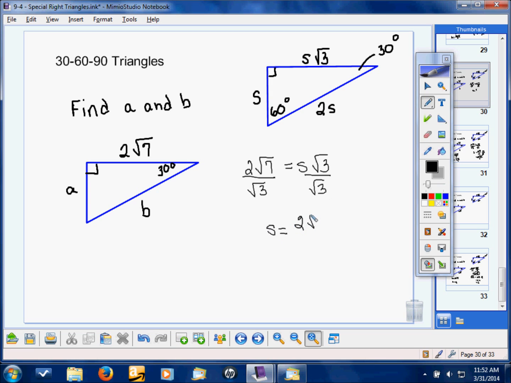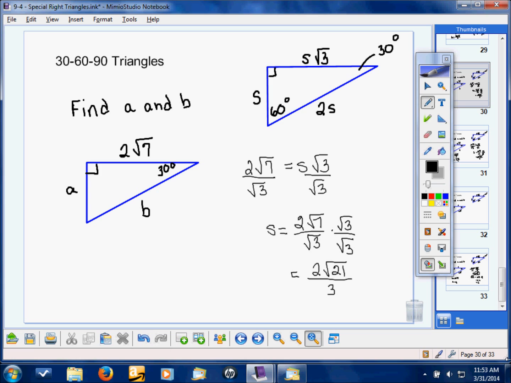But we have a problem. Our problem is no radical in the denominator. So how do you get rid of it? Times the square root of 3. So that's going to be square root of 21. So 2 square root of 21 all over 3.